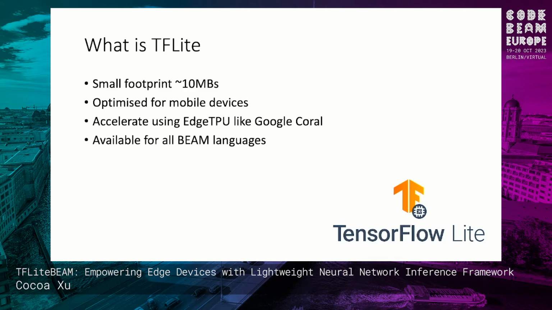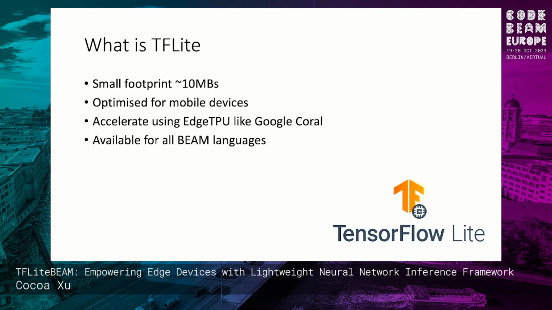So, first of all, what is TFLiteBEAM? The first part, TFLite, stands for TensorFlow Lite, and it is a neural network inference framework developed by Google. It mainly has 4 advantages for those devices. Firstly, it has a small footprint. It sits around 10 megabytes compared to 500 more megabytes when using EXLA, or 700 more megabytes for Torchx, making it an excellent option for edge devices and resource-constrained systems such as Raspberry Pi.